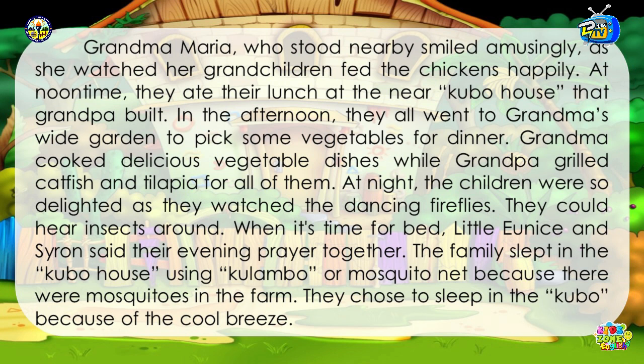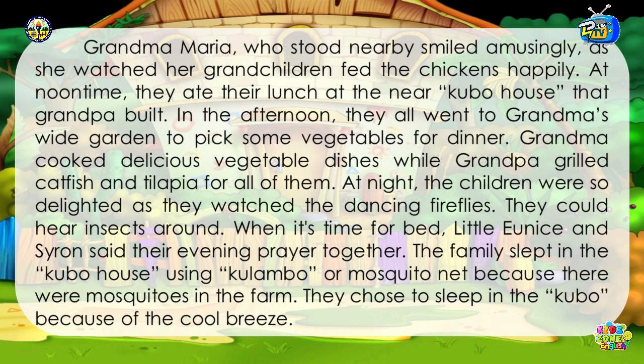At noontime, they ate their lunch at the nearby Kubo house that Grandpa built. In the afternoon, they all went to Grandma's wide garden to pick some vegetables for dinner. Grandma cooked delicious vegetable dishes while Grandpa grilled catfish and tilapia for all of them. At night, the children were so delighted as they watched the dancing fireflies. They could hear insects around.